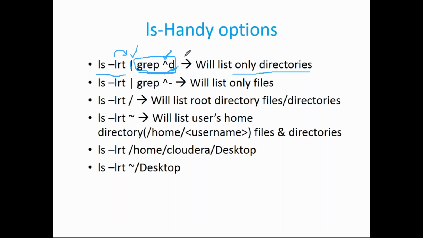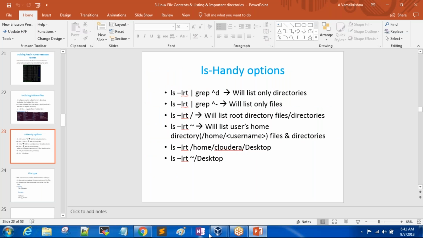So that symbol is nothing but the caret symbol, which represents the start of a line or record or a file in Linux. And then we are saying to list only the ones that start with D. D is nothing but directories. That's why it will give you only the directories. Similarly, we know that files will start with a hyphen, so that's why we ask to give only the files. Now let's see the hands-on part for this so that it will be clear.